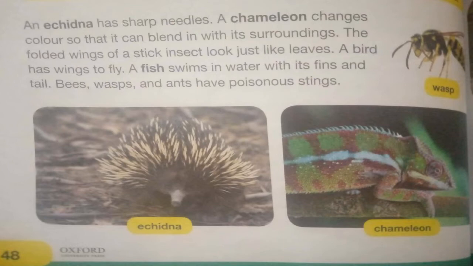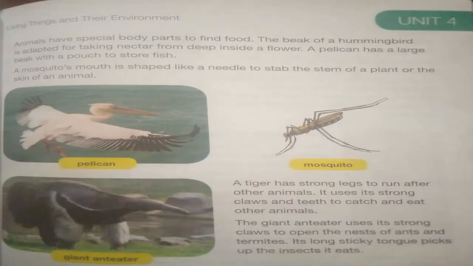All the physical features which protect the animals from harsh weather, their enemies, and other dangerous elements are included in adaptations. Besides having these physical features to protect themselves against the enemies and external danger, they are also given special body parts to find food as well. Like the beak of a hummingbird is adapted for taking nectar from deep inside a flower. A pelican has a large beak with a pouch to store fish. A pelican is given the large beak for this purpose, and a mosquito's mouth is shaped like a needle to stab the stem of a plant or the skin of an animal.